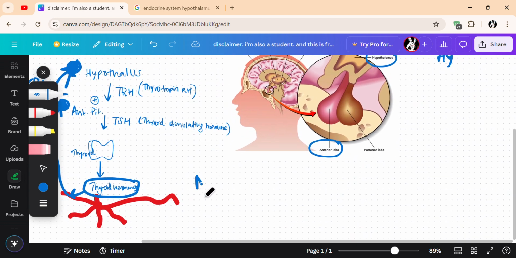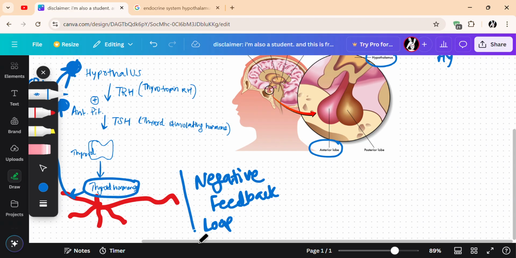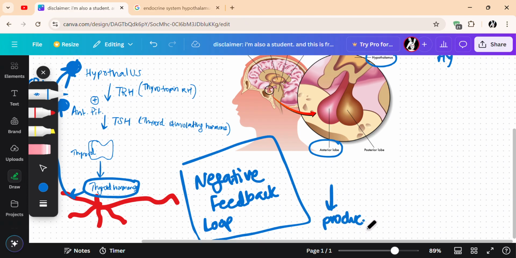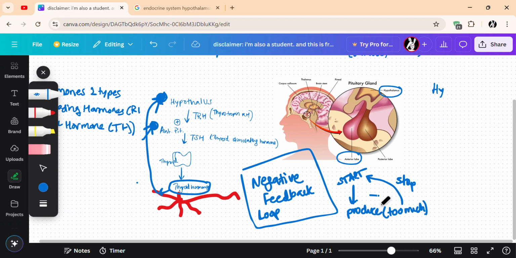And this type of loop is specifically a negative feedback loop. It's a really good way for us to maintain and check for balance, because if we have too much production of something, we go back. So we produce something, and once we have too much of it, we go back and tell our system to stop, or essentially decrease. So this is a negative feedback system.